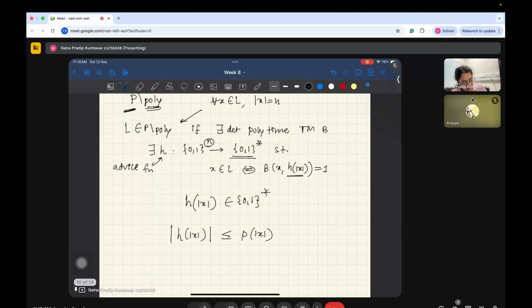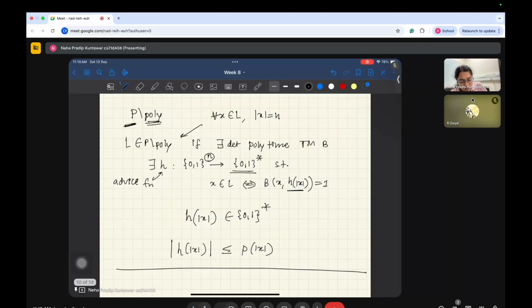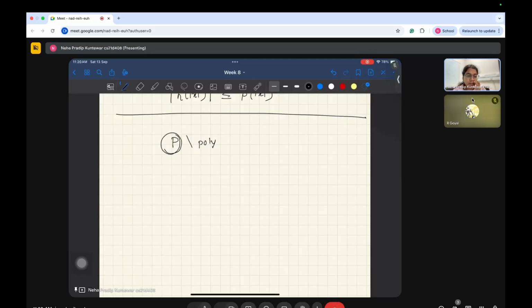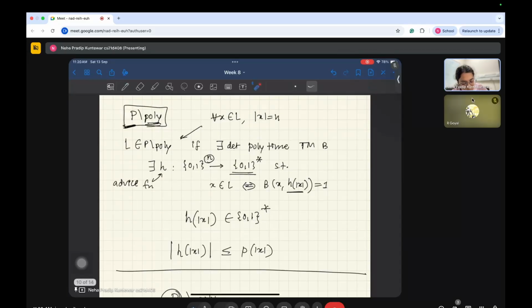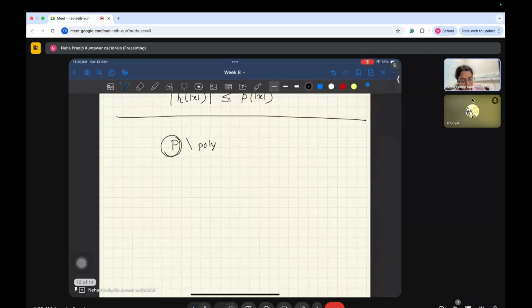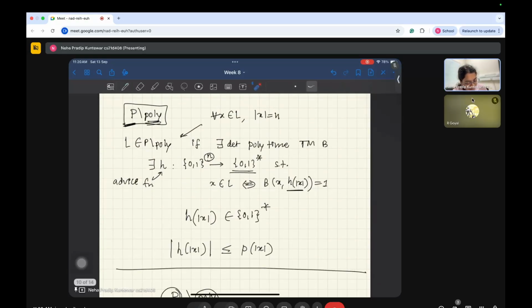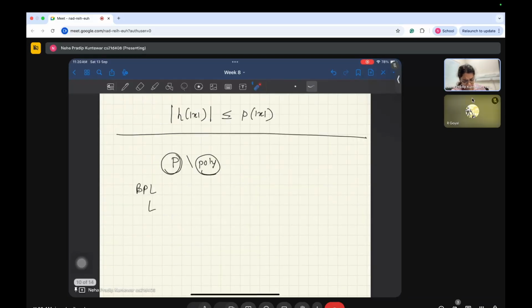Okay, so now we have this P/poly class. You can ask, why is this Turing machine a deterministic polytime Turing machine? I could call it a BPP machine, or an L machine. It could be any complexity class. Similarly, why should the length of this advice string be restricted by a polynomial in terms of the input length? I could put some other restriction.